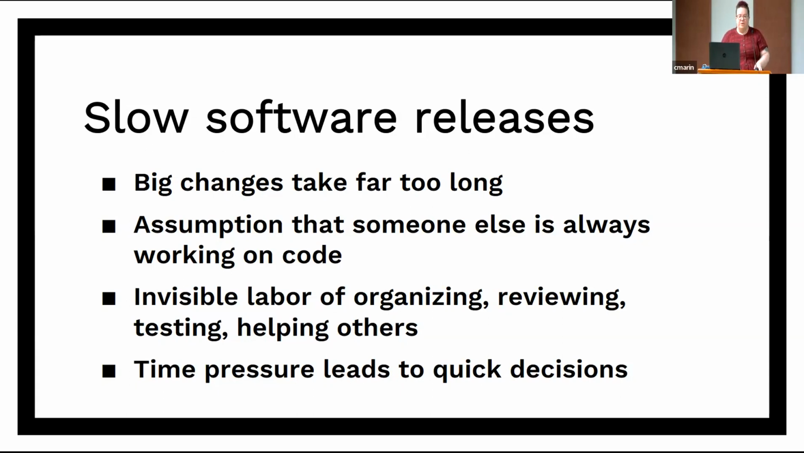And time pressure can lead to quick decisions. Sometimes that means those decisions are not as transparent as we want them to be. So these are all the sorts of things that can lead us to slow software releases, which in the Samvera community, we've had a piece of really critical underlying infrastructure that we've been working to implement for years. And we're this close, and we're having to do so much to get ourselves over that line.